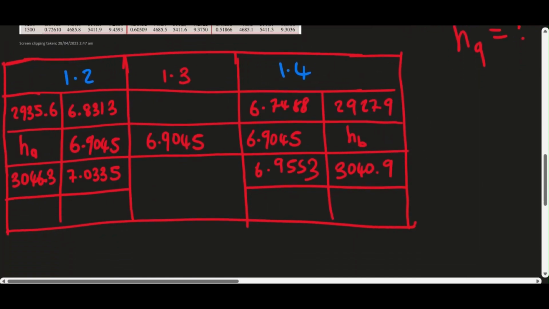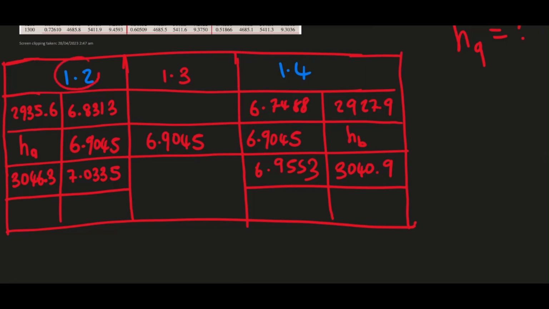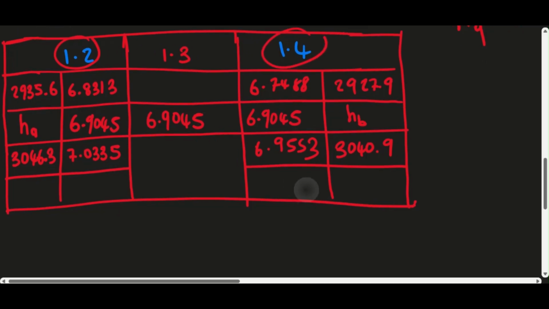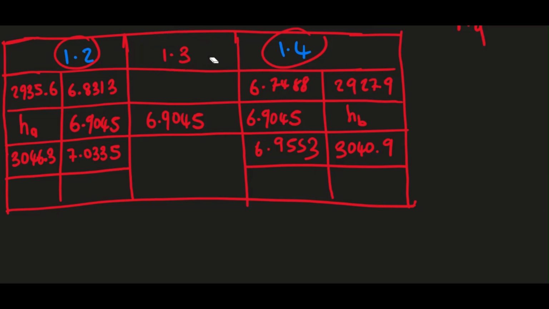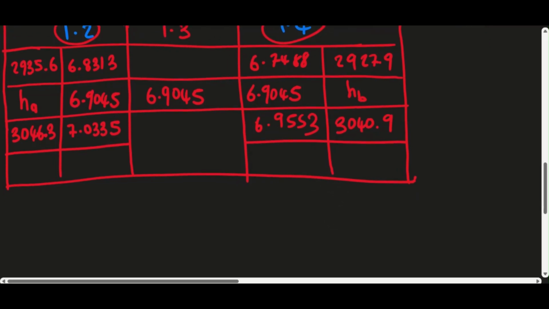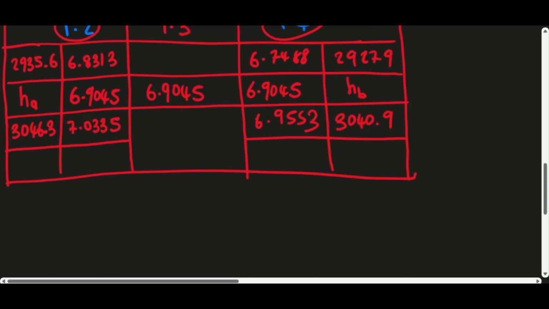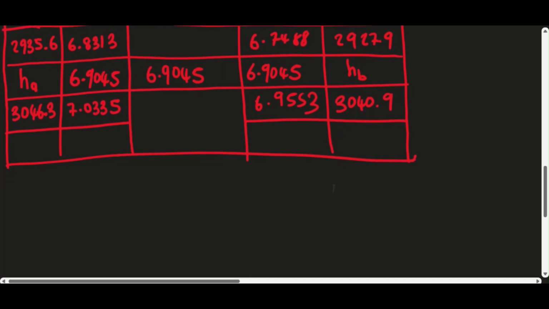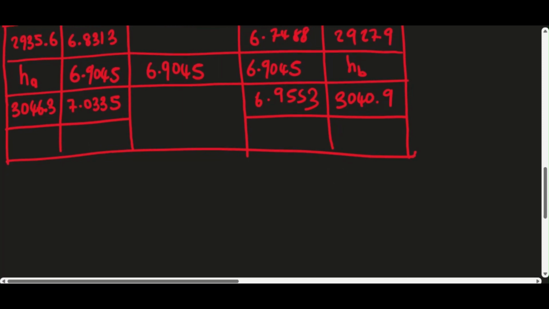So double interpolation. We interpolate at the pressure of 1.2 megapascal. Then we interpolate at the pressure of 1.4 megapascal. We get those values. Then we interpolate at 1.3 megapascal. All right. Check this out. Let's go. So to interpolate, this is manual interpolation, of course.